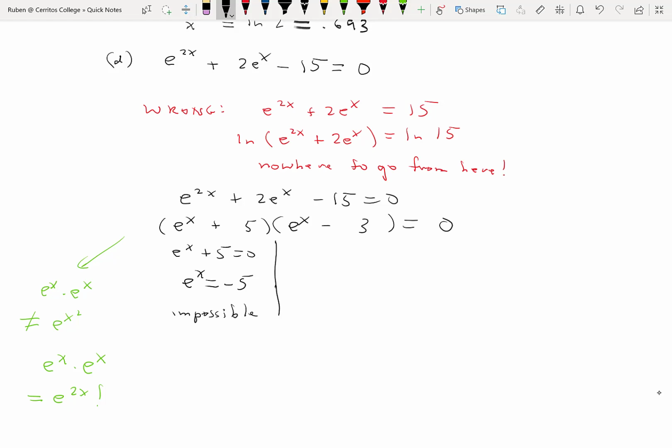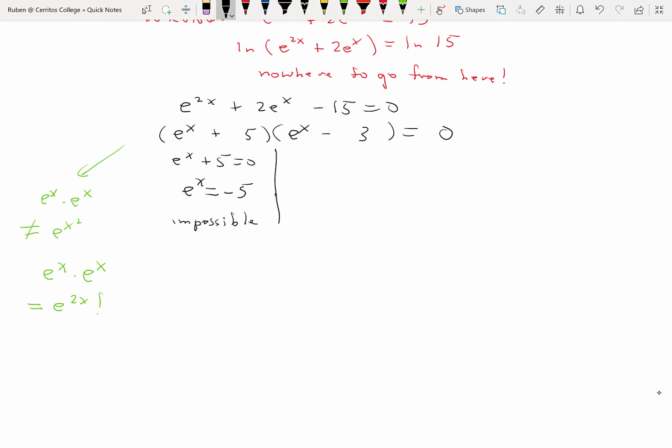Another way to think about this is the graph of the exponential function. It's sloppy, but this is e to the x. It's always positive. The graph lies always above the x-axis, so it's impossible for e to the x to suddenly bend down and hit y equals negative 5. So that portion of the equation has no solution.